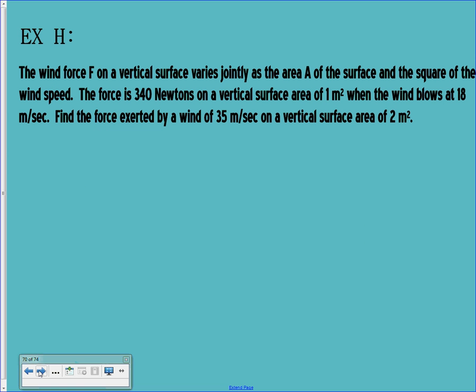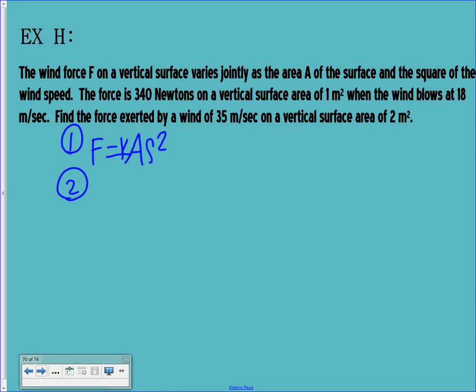And your last example, H: the wind force F on a vertical surface varies jointly as the area A and the square of the wind speed. So F equals KAS squared. Now notice, yes, area is usually squared, but it did not say the square of the area. So I only put the square on the wind speed. Plugging in values, again, read really carefully so that you're putting in the right values.